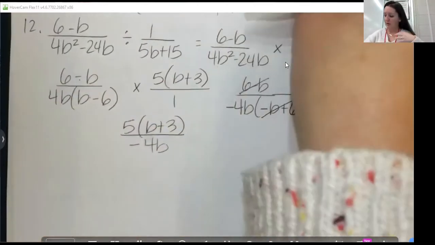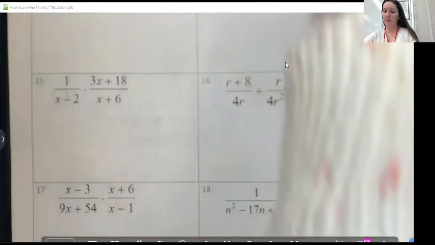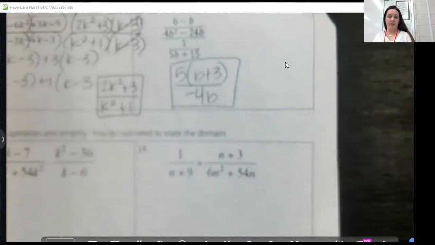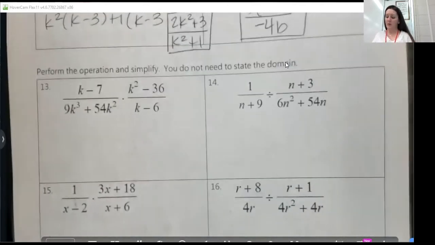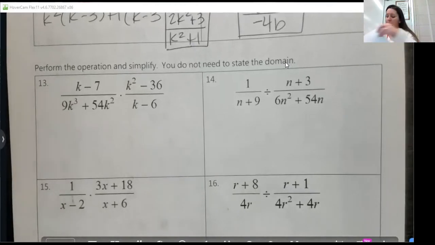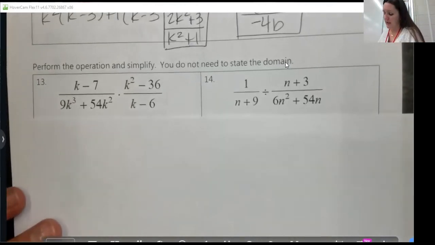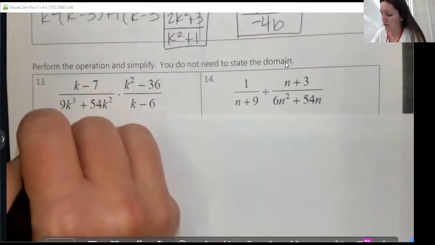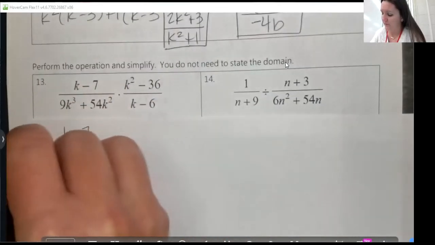So that is your answer there for number 12, and you don't even have to multiply it out. You can leave it like that: 5 times b plus 3 divided by -4b. Done. All right, next one is perform the operation and simplify. You do not need to state the domain. So what we'll do on 13 is we're gonna factor, right? So let's factor first and see what we can cross cancel.